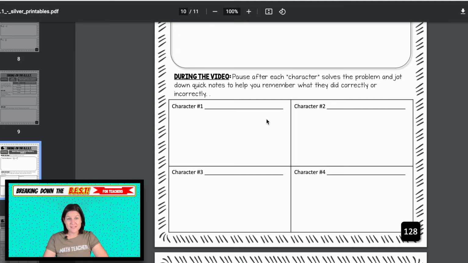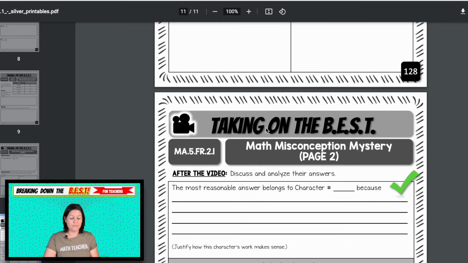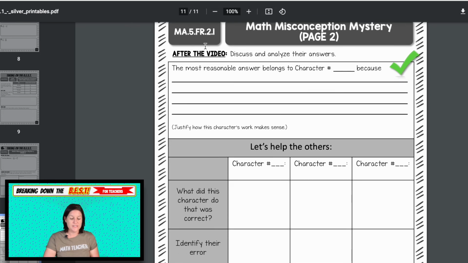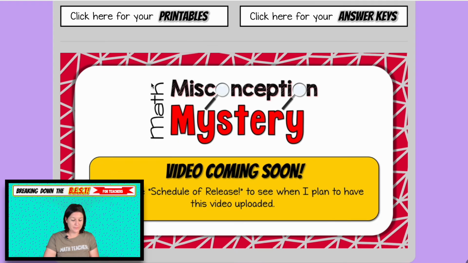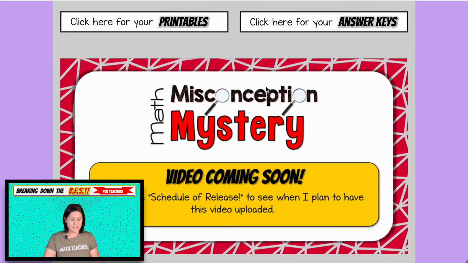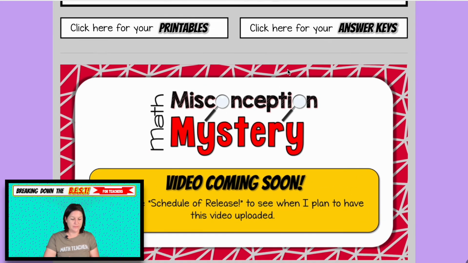Three of them make a mistake and only one character solves it correctly. So students really have to listen carefully and pay attention to what each character does and says. And then they'll fill out the detective report stating who the most reasonable answer belongs to and evaluating the work of the other three. So these are super fun. The students love them, and it really just requires so much thinking of them. Again, your answer key for the silvers are right there.